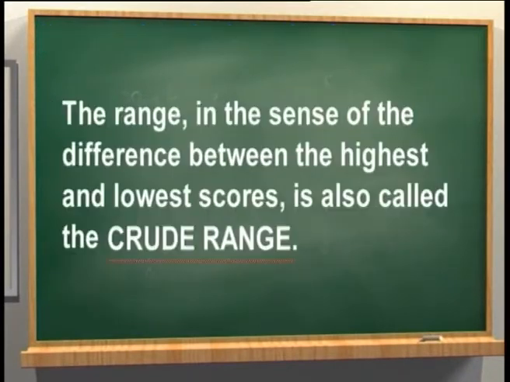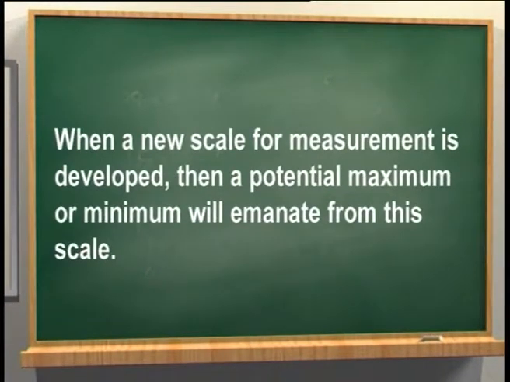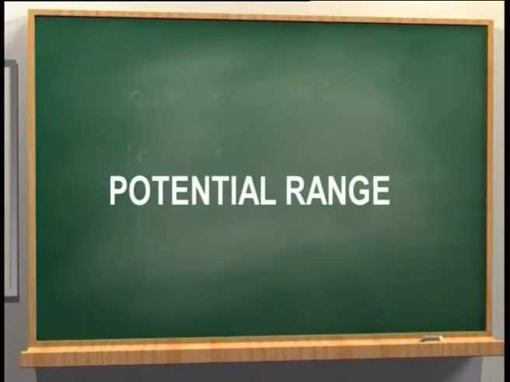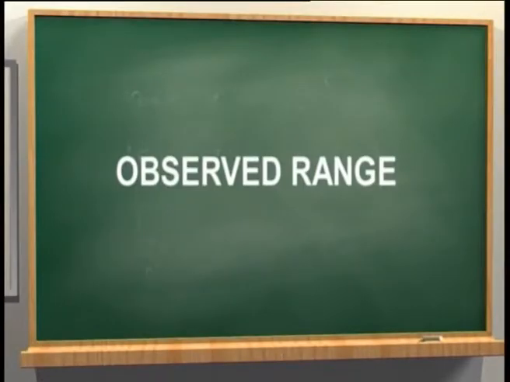8. The range, in the sense of the difference between the highest and lowest scores, is also called the crude range. When a new scale for measurement is developed, then a potential maximum or minimum will emanate from the scale. This is called the potential range. Of course, this range should not be chosen too small in order to avoid a ceiling effect. When the measurement is obtained, the resulting smallest or greatest observation will provide the observed range.